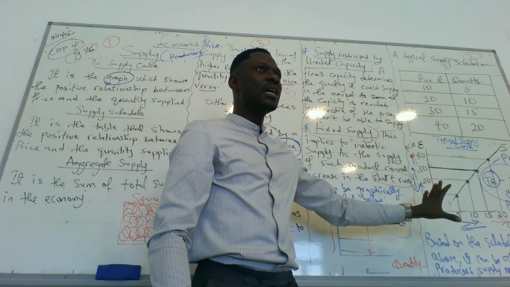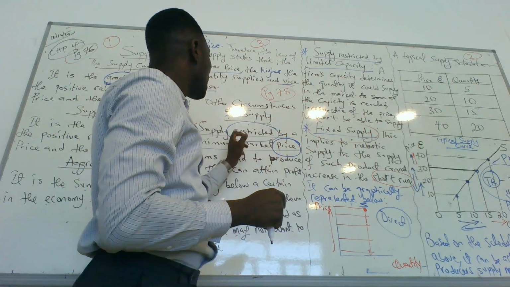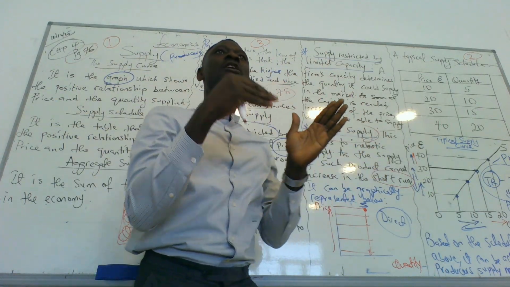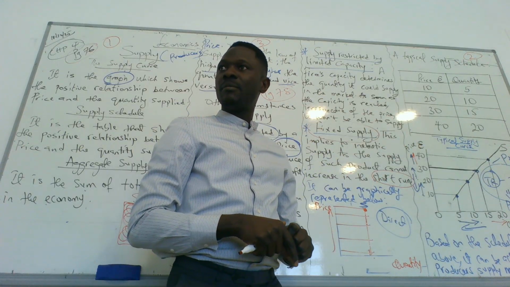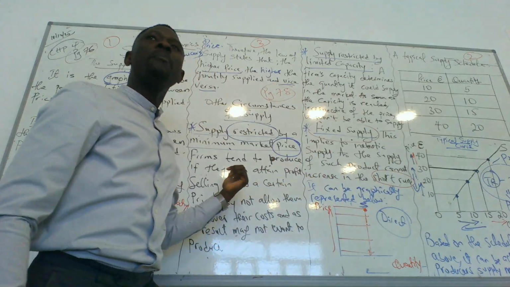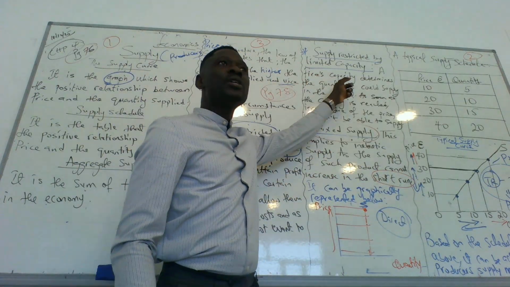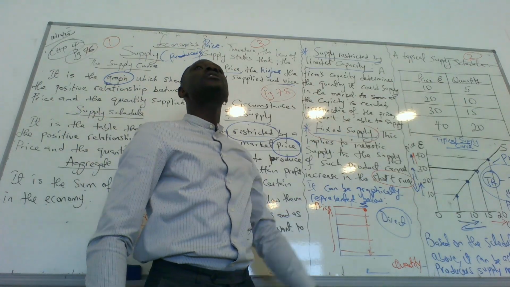Do you get the point we're making here? The law of supply is the higher the price, the higher the quantity supplied. But these three reasons are why the law of supply might not be applicable. Do we get it? Yes. Minimum price, restricted capacity, and fixed supply.